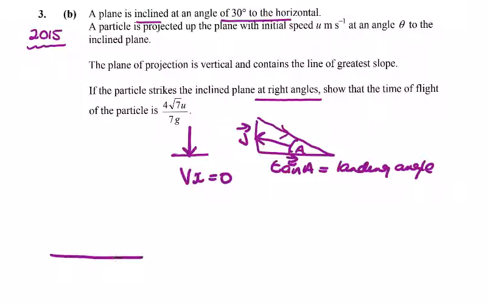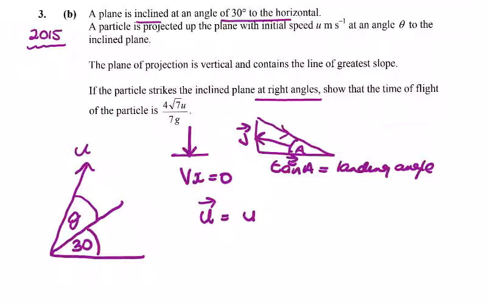We have our horizontal. My dog is annoying me. With a stone, 30 degrees to the horizontal, and initial speed u and angle theta to the incline. So up with initial speed u and theta to the incline. Our initial vector is up the plane, so it's going to be u cos theta in the i direction plus u sine theta in the j direction. And the particle is going to strike the plane at right angles, straight down in this direction.